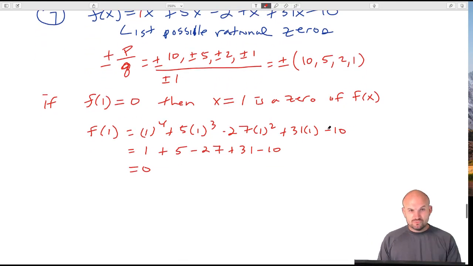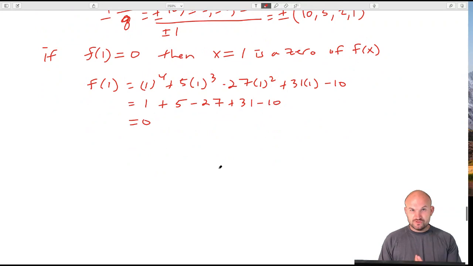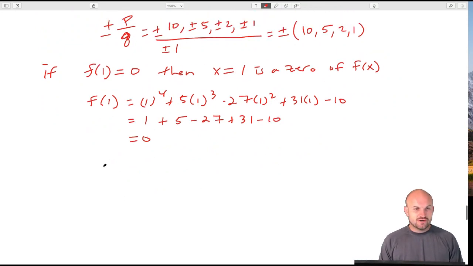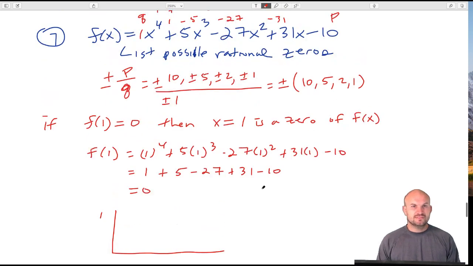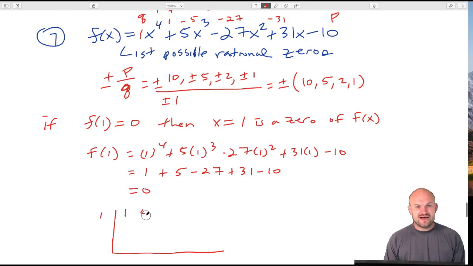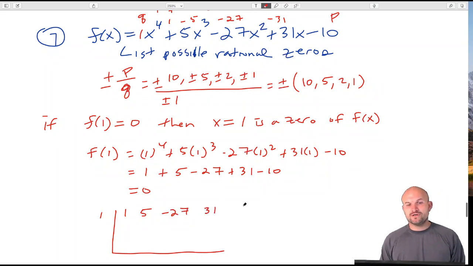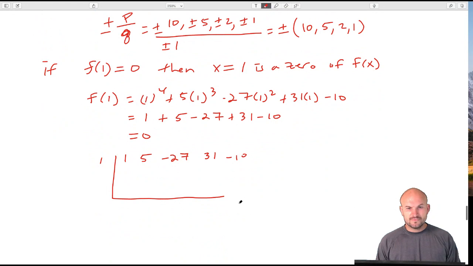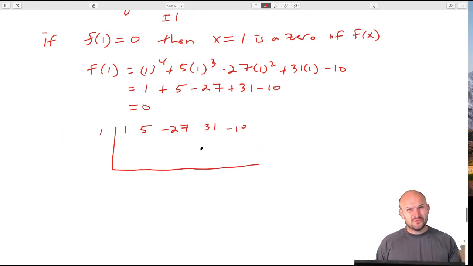Now, what do you do with that? Well, again, you can use synthetic division, right? If you know you have a 0, then you can take that 0 on the outside, take all the coefficients of your polynomial. So that's going to be 1, 5, negative 27, 31, and negative 10. Make sure they're in order and make sure you're not missing any coefficients. If you're missing a coefficient, make sure you use a placeholder of 0. All right, and then you could do long division as well, but who wants to do long division for this problem? Because when you have just an integer, it's much easier to do synthetic division.